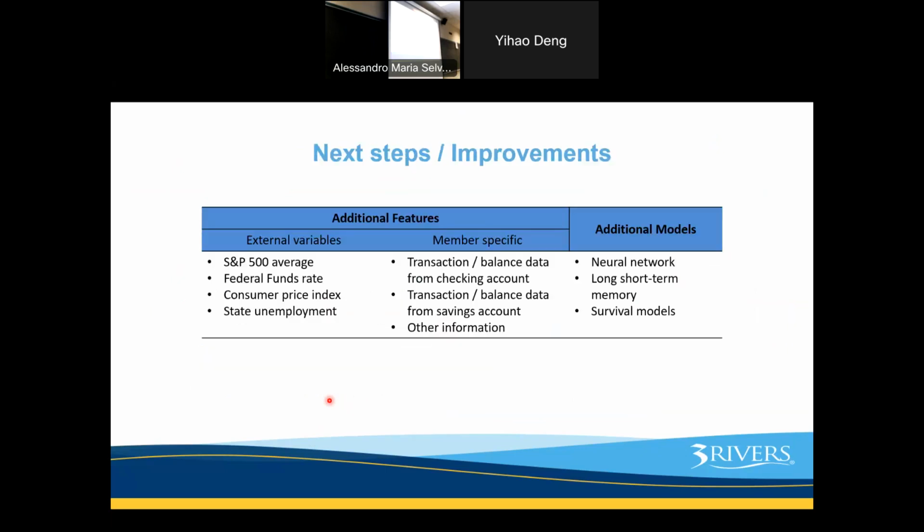Next steps, improvements. How can we improve the model? Some ideas that I saw in the literature: external variables, the average S&P 500, federal funds rate, state unemployment percentage, maybe additional member-specific information such as transaction and balance data, and then also additional models: neural networks, long short-term memory, and maybe survival models.